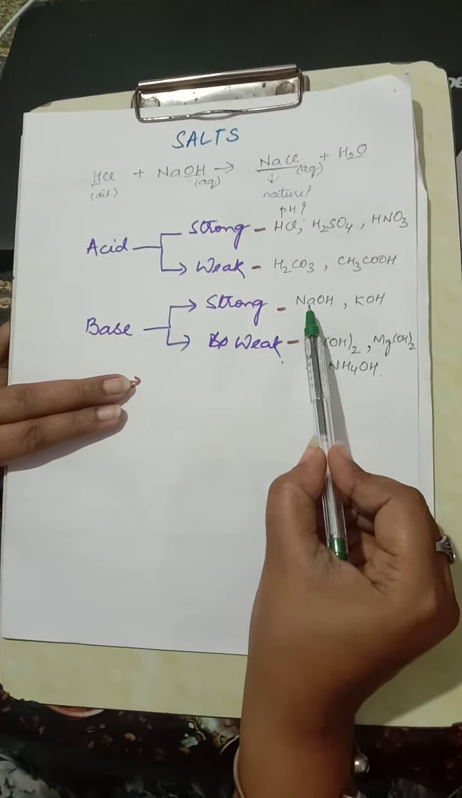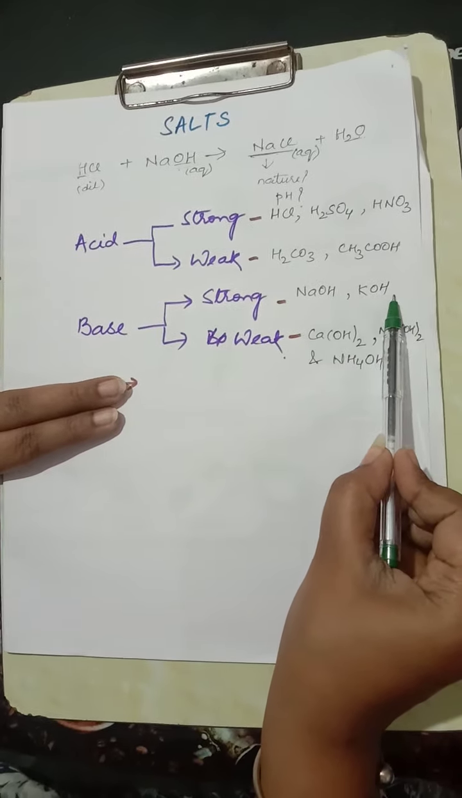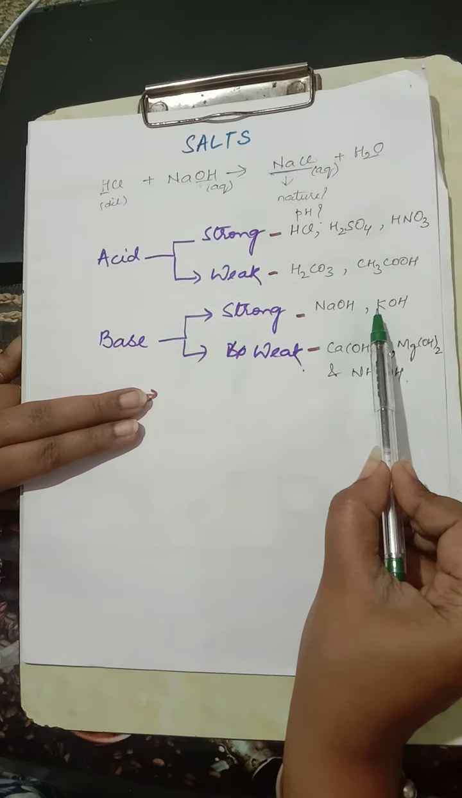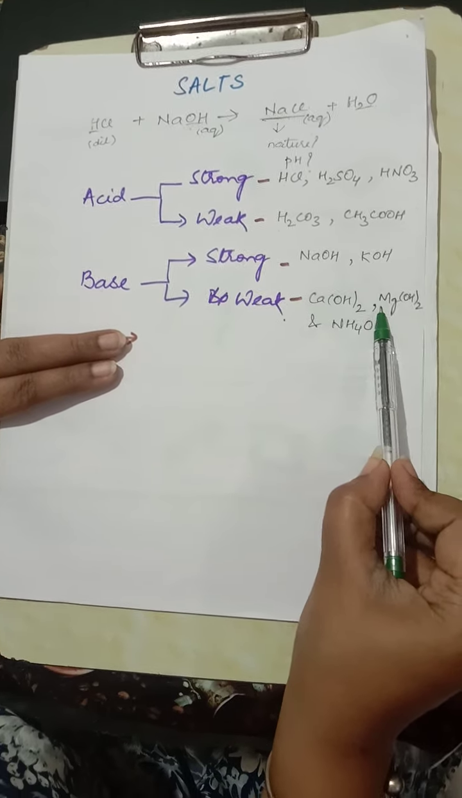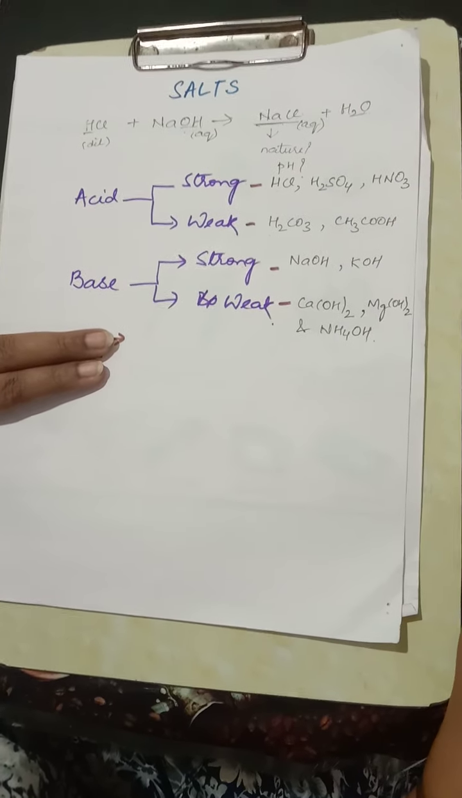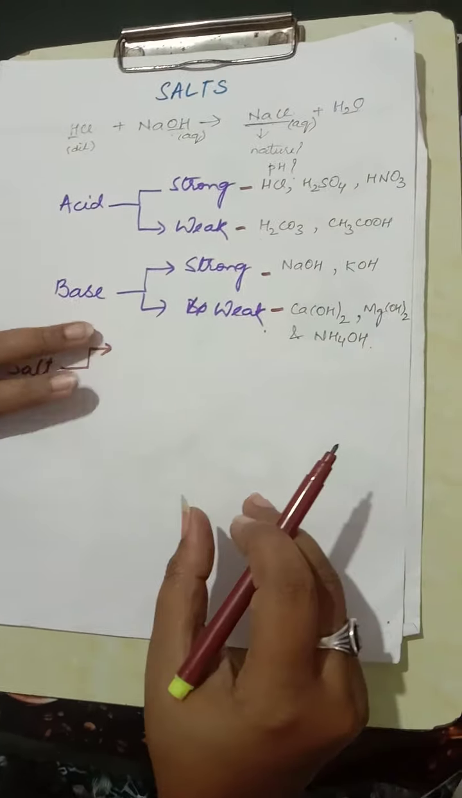Strong bases: sodium hydroxide, potassium hydroxide, or NaOH and KOH. Weak bases: calcium hydroxide, magnesium hydroxide and ammonium hydroxide.